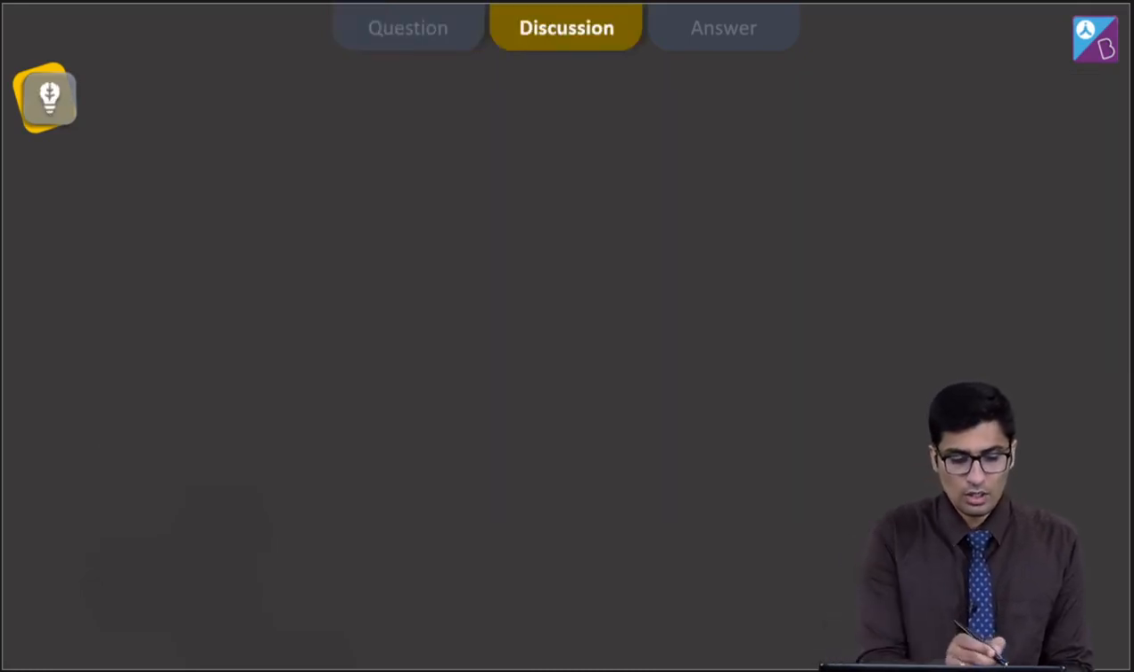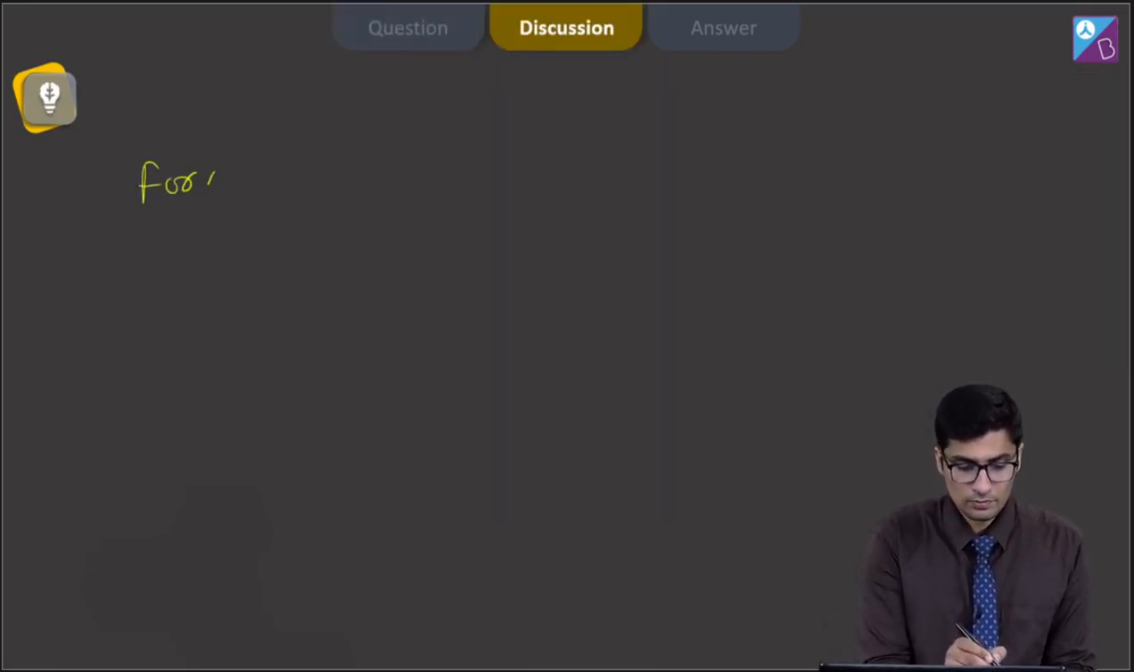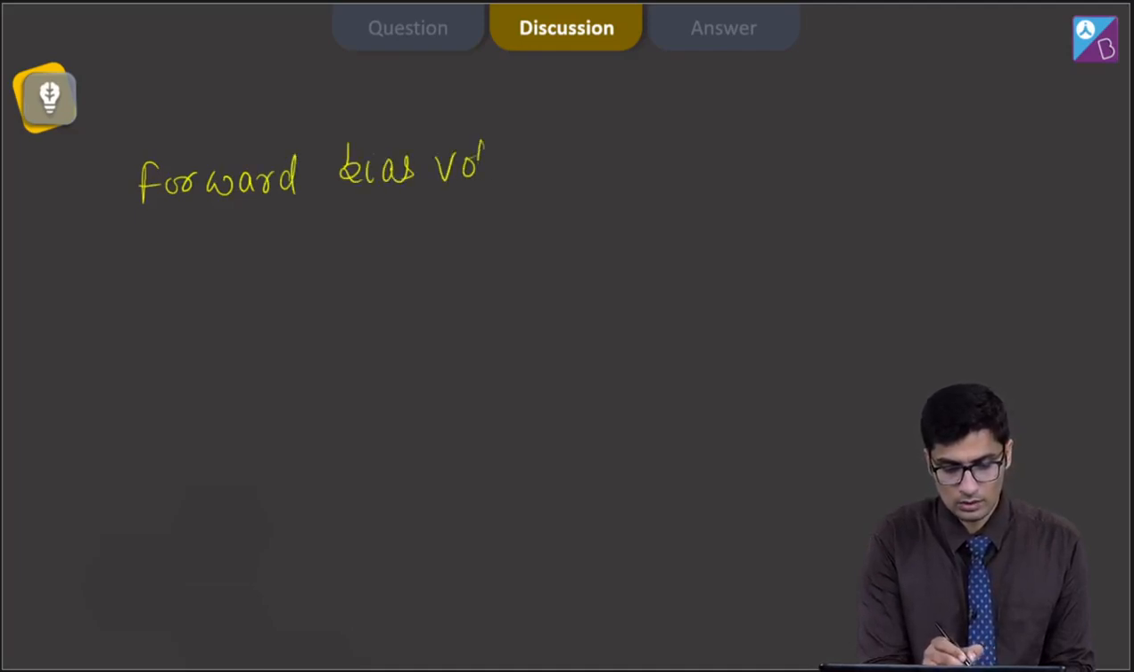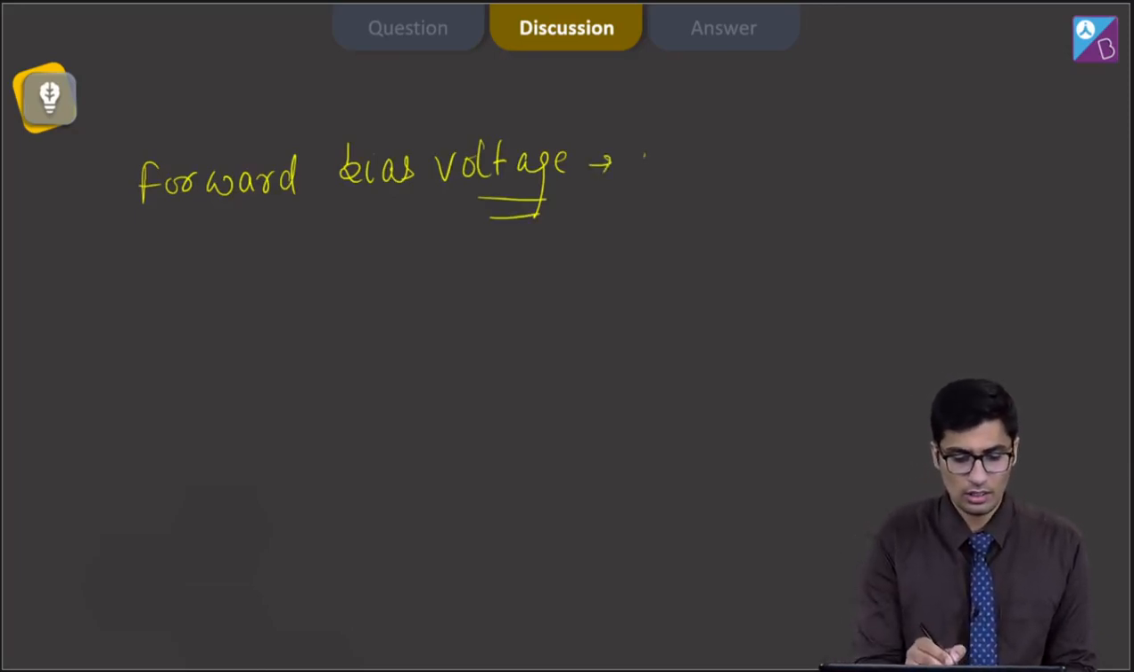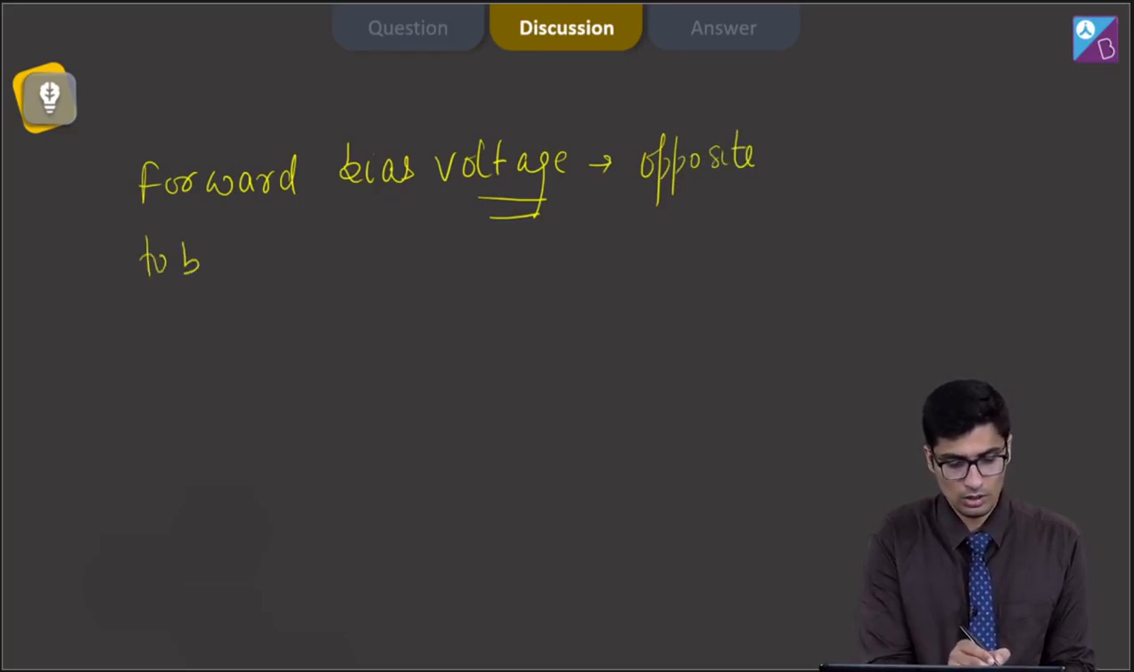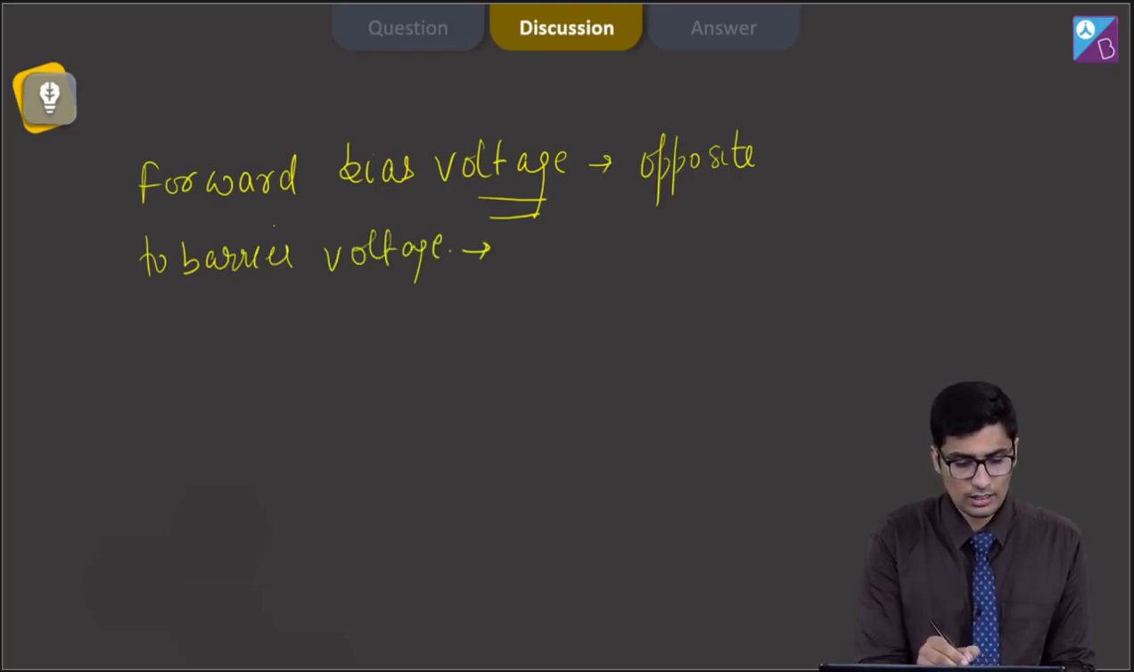Dear students, the forward bias voltage, it is opposite to the barrier voltage. This is something that we should remember, and therefore, in this case the depletion width decreases.